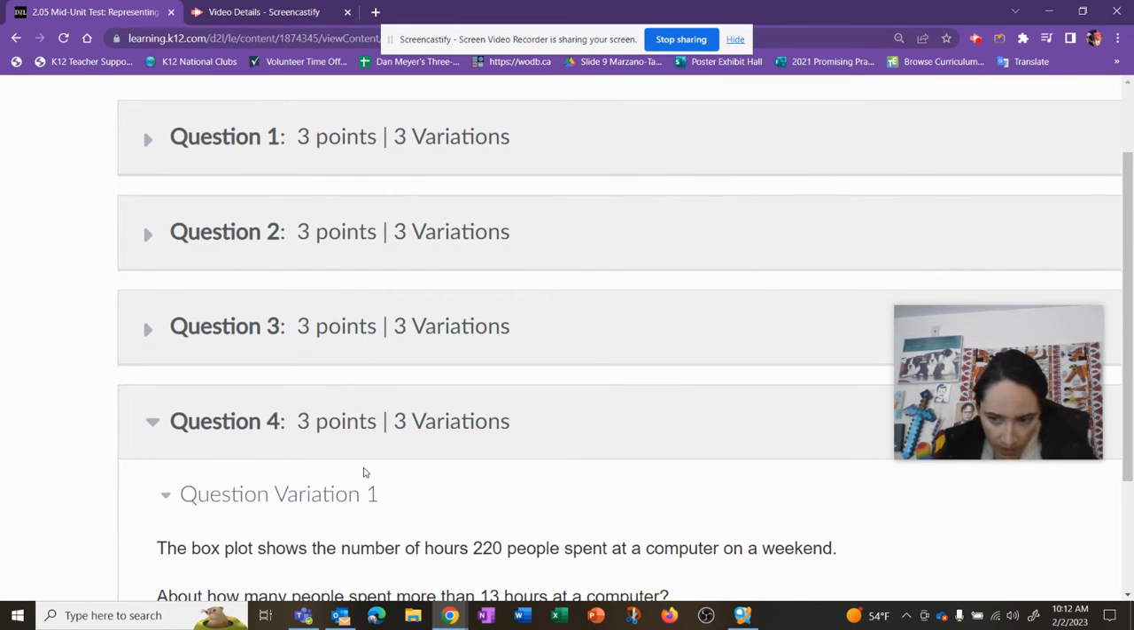A box plot shows the number of hours 220 people spent on a computer on a weekend. How many people spent more than 13 hours at a computer? Okay, the big idea behind box plots is it breaks your data into fourths. It will tell you the minimum value, the maximum value, the median, the middle, not the mean. It'll tell you the lower quartile and the upper quartile.